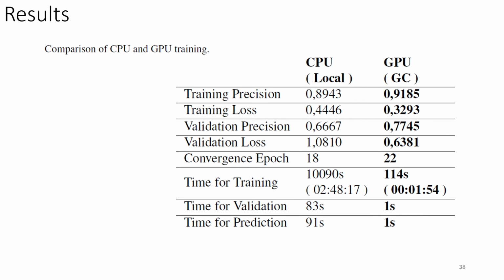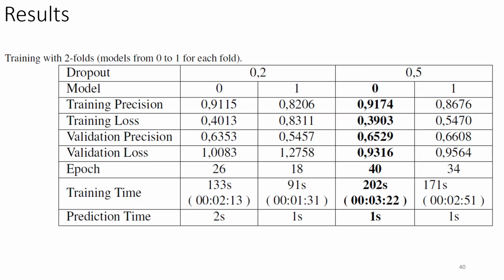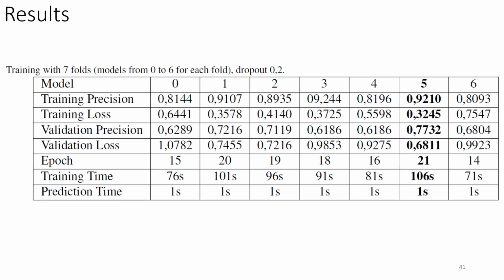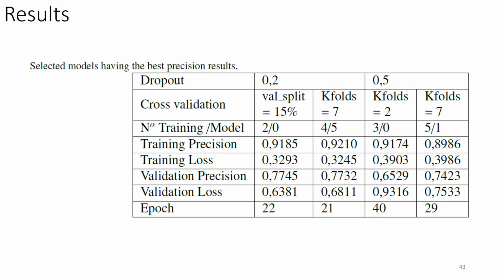By comparing the dropout, we notice that both training and validation precisions are larger for the 0.4 dropout compared to 0.5. However, with the two-fold classification, 0.5 dropout seems to give better results for both training and validation. In the 7-fold cross-validation, 0.2 dropout precision for both training and validation is once again enhanced, and is even higher than that of 0.5 dropout.